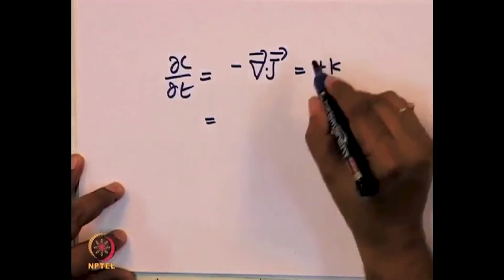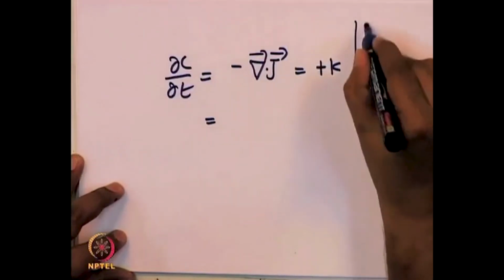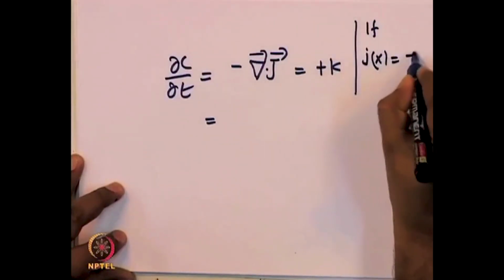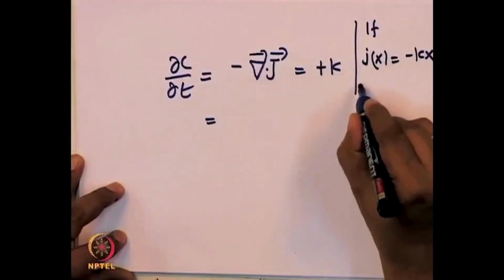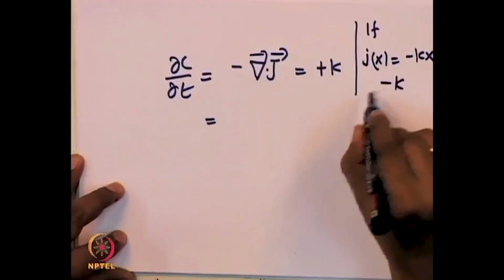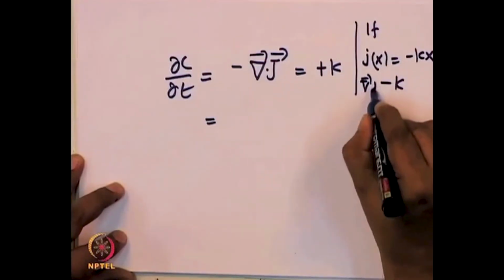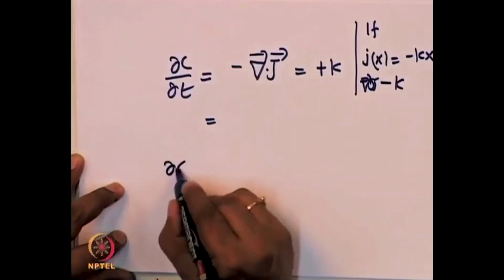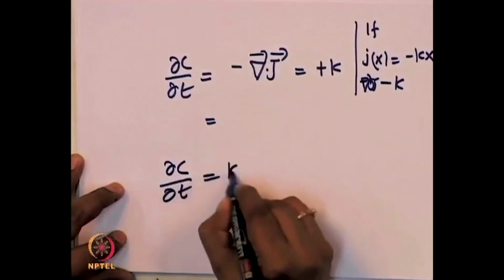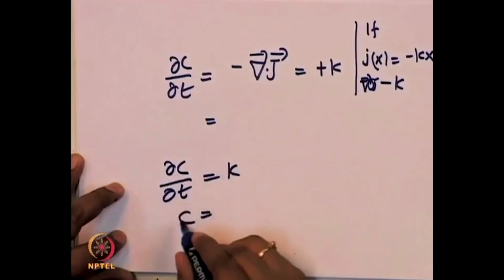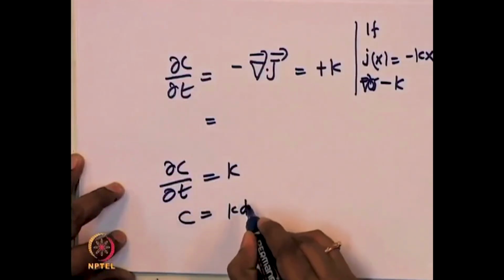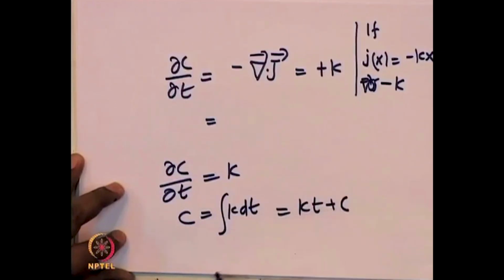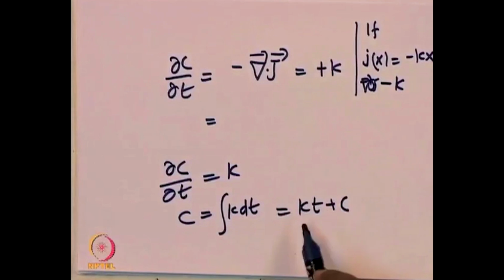So, we found that if j is minus kx, del dot j is del j by del x, which is minus k, and minus plus. So, what does it mean? Del c by del t is equal to k. So, it means c is equal to the integral of k dt, which means kt plus a constant. This means the concentration will increase.